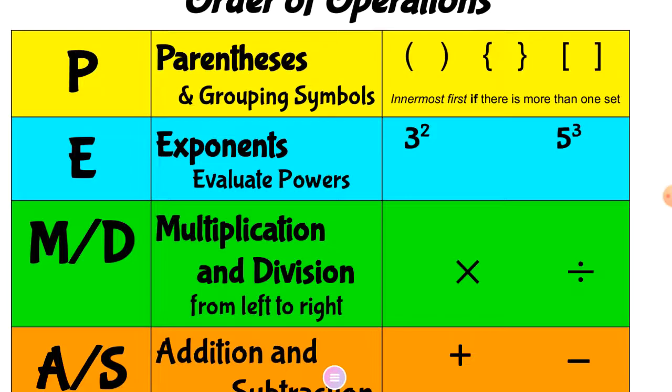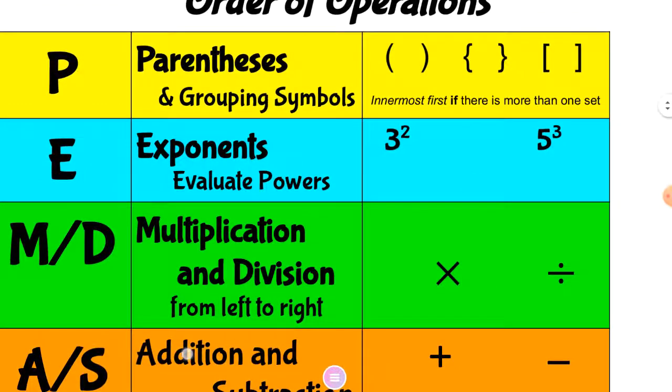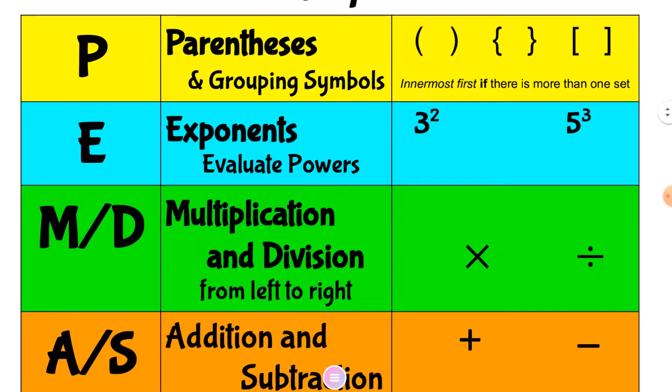So anytime you have a math problem with more than one operation in it, meaning it has addition and multiplication, or division and subtraction, or exponents and division, you have to follow the order of operations to be able to get to the correct answer, okay?